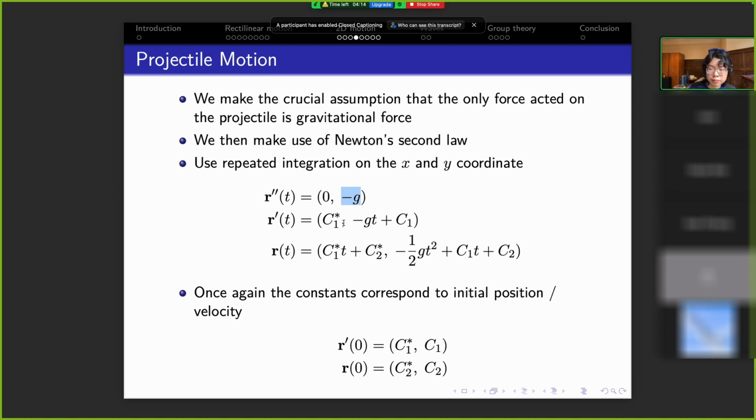And then we integrate these functions. How do we get this, right? We integrate the x coordinate, we get some constant. We integrate the y coordinate, we get some function, and then we just put them back together. So it's the same idea as last time. We just need to do this process for 2 variables instead, and then put them back together.